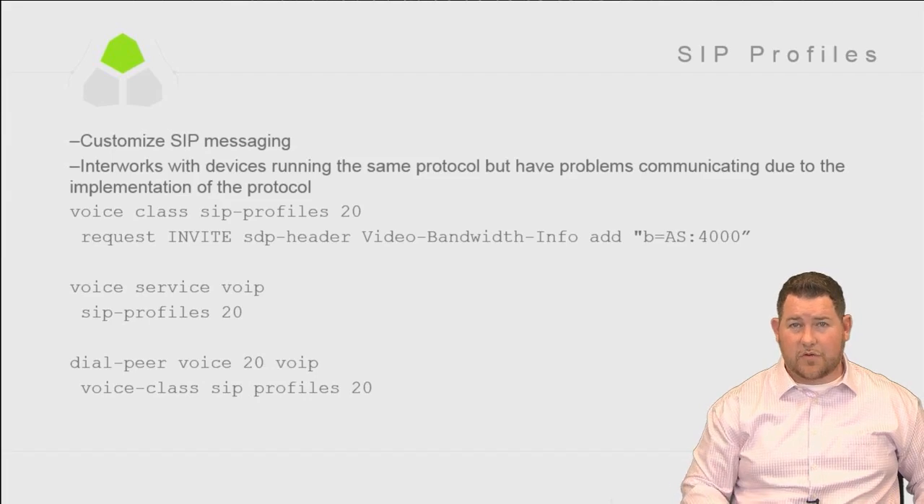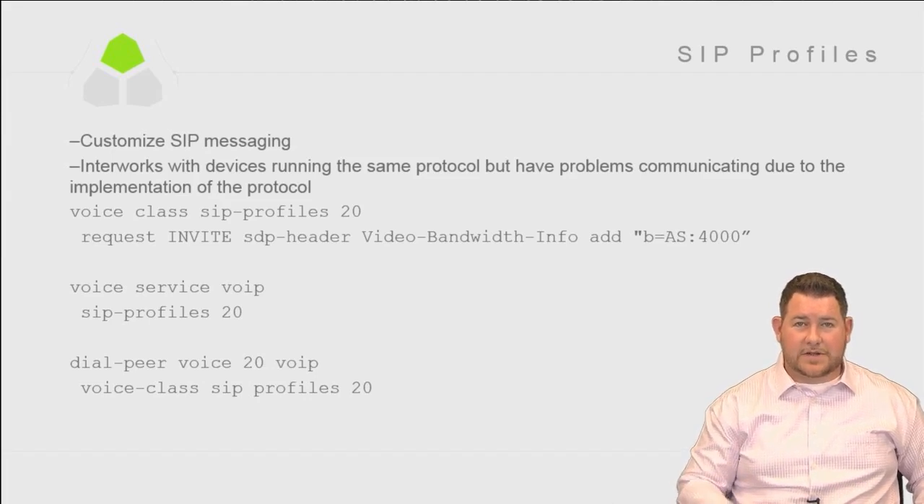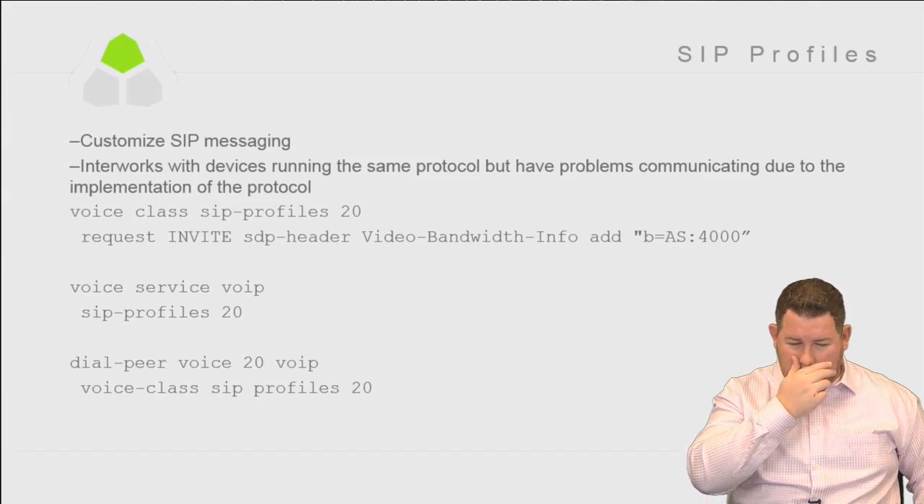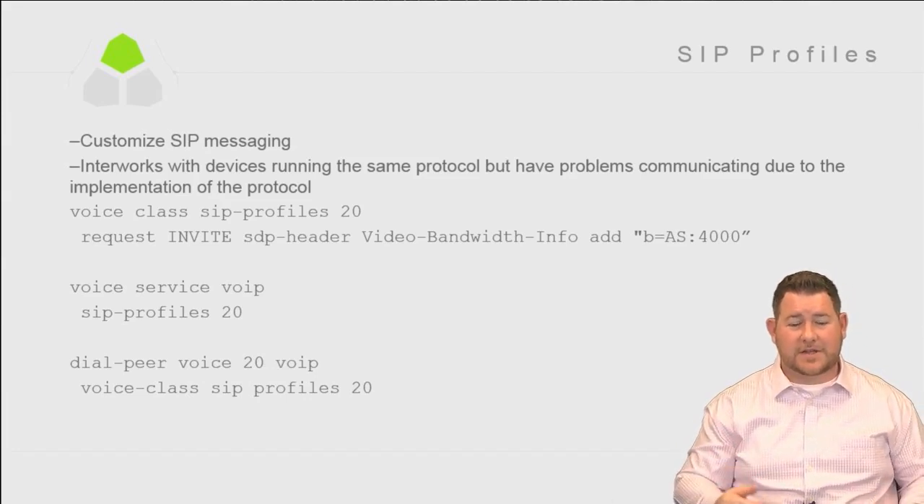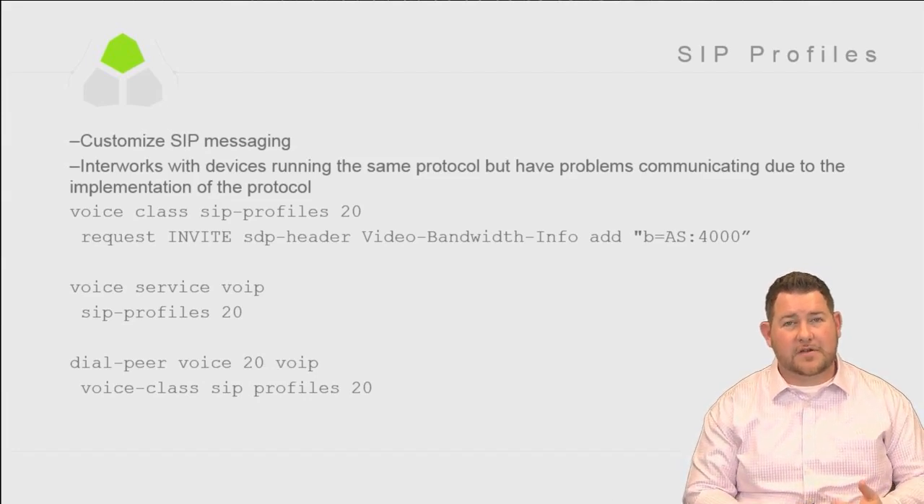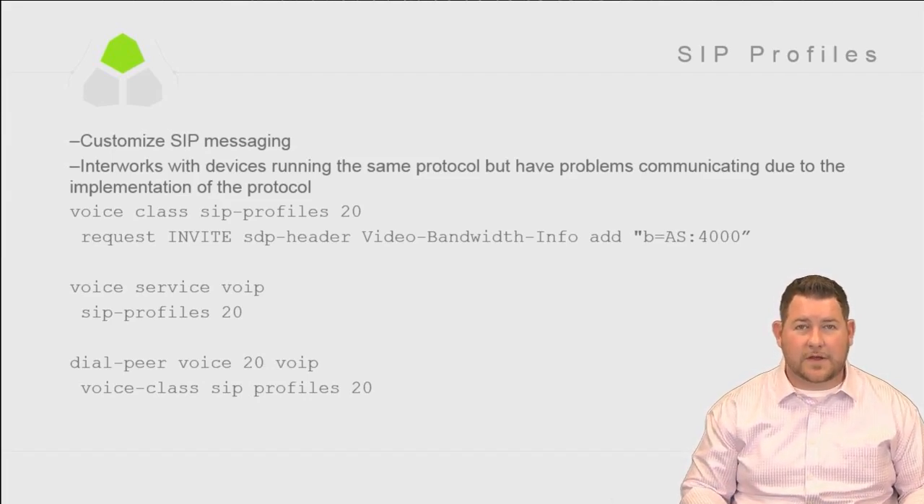With H323, H245 negotiation would be your media. Now with SIP, it's going to be SDP headers that control that. So we're modifying here the invite, the actual invite message that goes out. We're saying the SDP header in the invite, the video bandwidth info field, we're going to add information. We're going to say b=AS:4000. So we're modifying the bandwidth for that specific SDP header that goes out, depending on where you apply it.